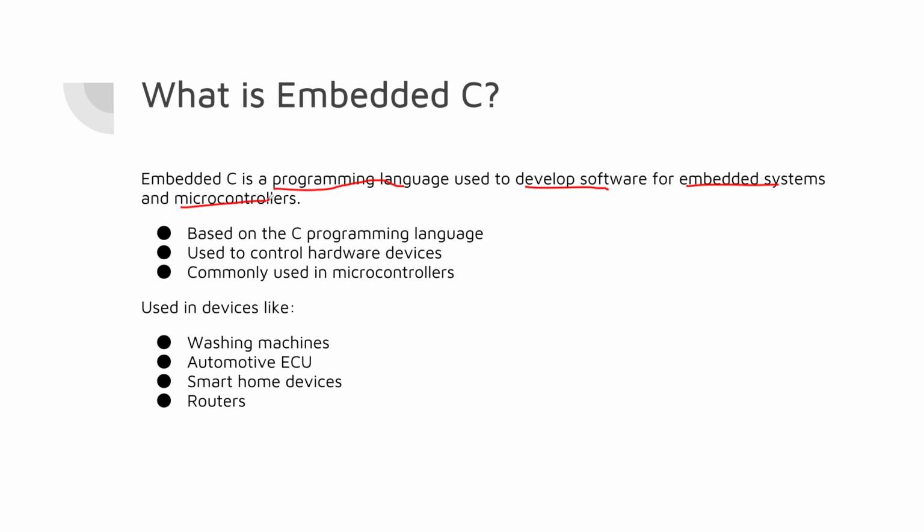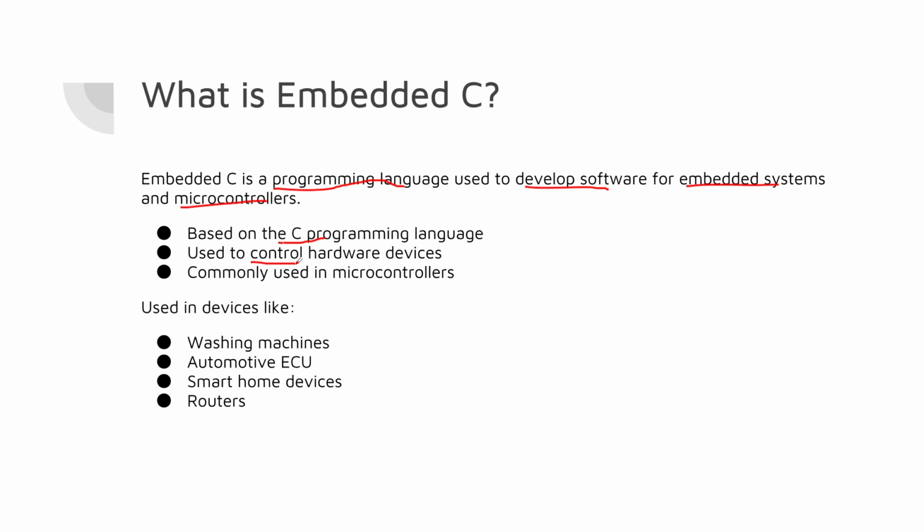So, by using embedded C, we are going to develop software which will be used in embedded system and microcontroller. Embedded C is nothing but an extension of our standard C programming language. Here it is mentioned that it is based on the C programming language only. By using embedded C, we can control the hardware device. In embedded C, a developer can directly interact with the memory unit, hardware registers, and peripheral interfaces such as GPIO, timer, UART, SPI, and I2C.